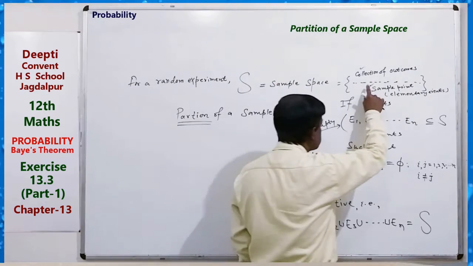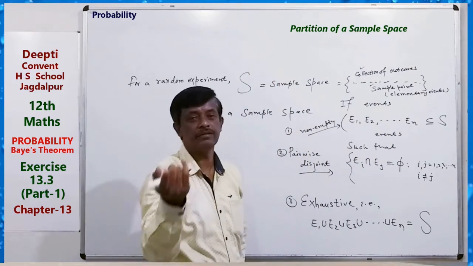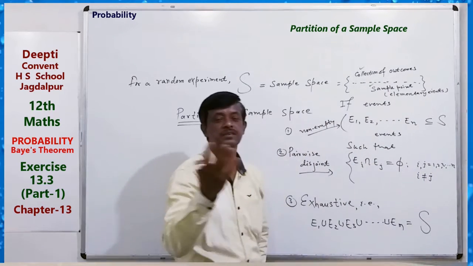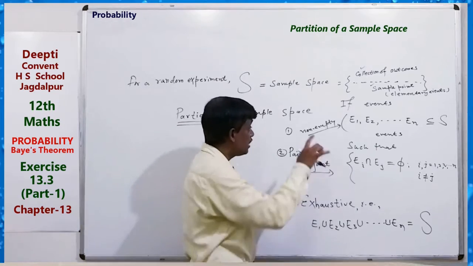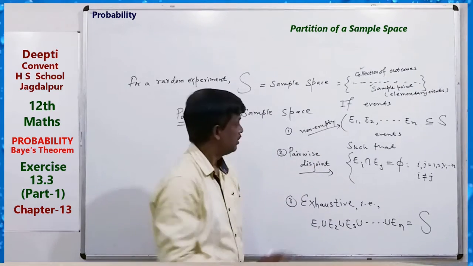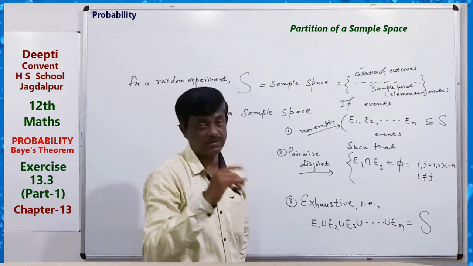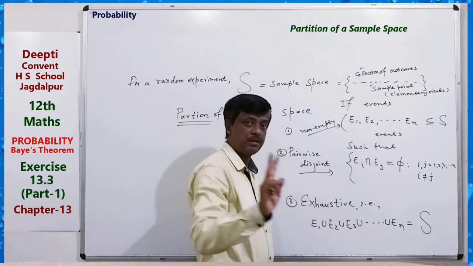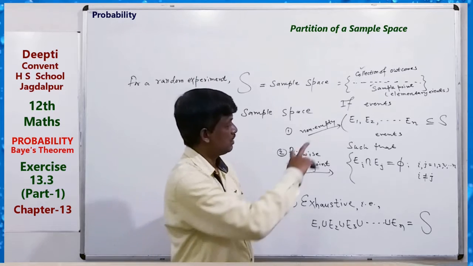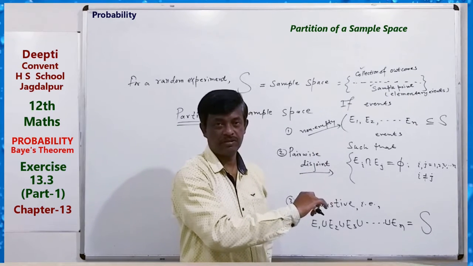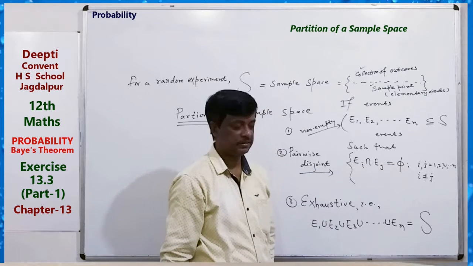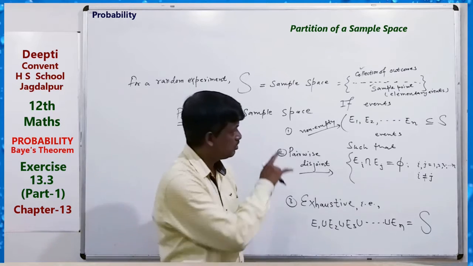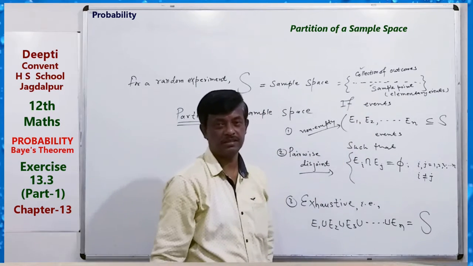And subsets of this S is an event. Suppose E1, E2, E3, En are subsets of this sample space, n events, such that they are non-empty, that is, having non-zero probability. Non-empty means non-zero probability. Also pairwise disjoint, that is, taking the intersection of any two, you get phi. And also exhaustive, that means the union of all these events gives S.